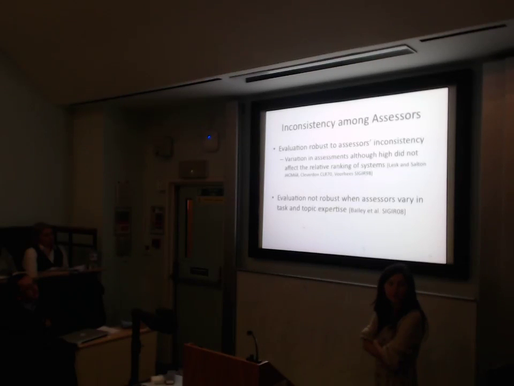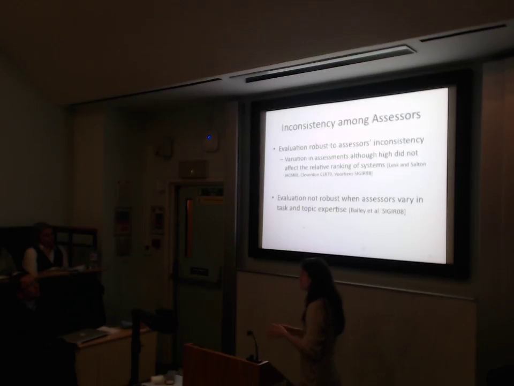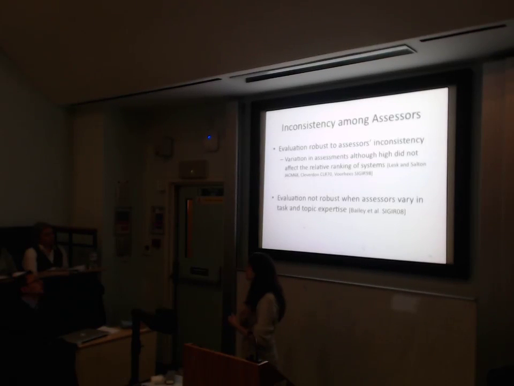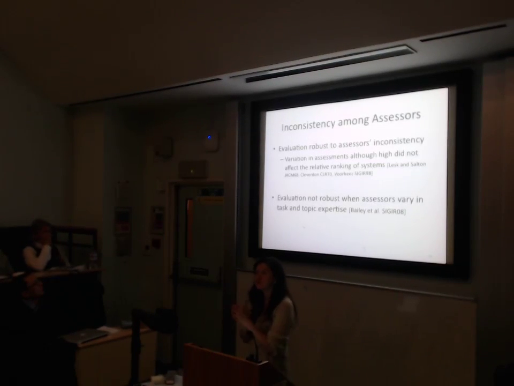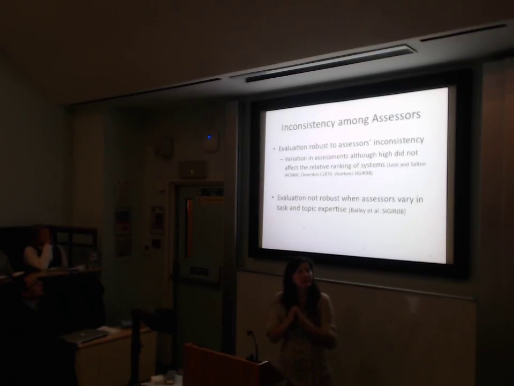But what they also showed is that variation in these judgments didn't really affect the ranking of the systems. So the goal that we have here is to make sure we rank the systems in a correct way, so we can understand which system is better than the other. The judgments themselves at the document level may vary from person to person, but when you use these judgments to evaluate the quality of your system, it doesn't make that much of a difference. Okay?